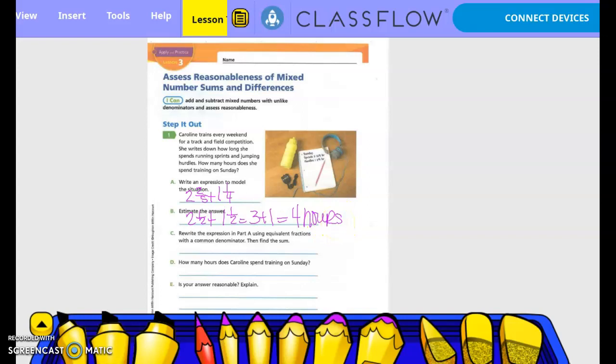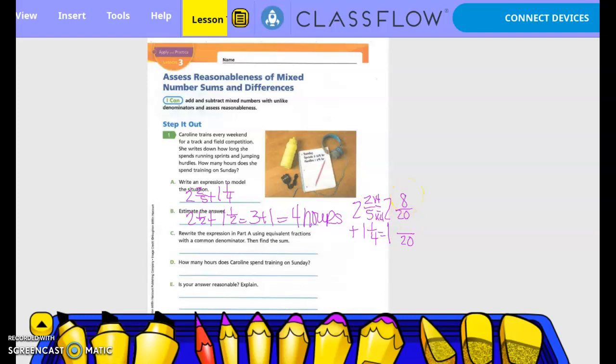Rewrite the expression in part A using equivalent fractions with a common denominator. Then find the sum. So we're going to work over here to the side. 2 and 2 fifths plus 1 and 1/4 equals. Our whole numbers stay the same. What's going to be our common denominator of 5 and 4? 20. How did I get from 5 to 20? Times 4. What I do on the bottom, I do on the top. So 8 20ths.